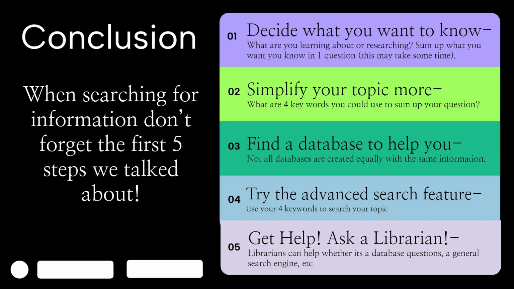Number 3, find a database that will help you. Again, try to use a librarian for this or the summaries under each database that is provided. And if you need to use a search engine, that is a great way to do it. But make sure if you use a search engine, you do have access to that database and the publication you're trying to get to. Number 4, try the advanced search features to narrow or broaden your results.